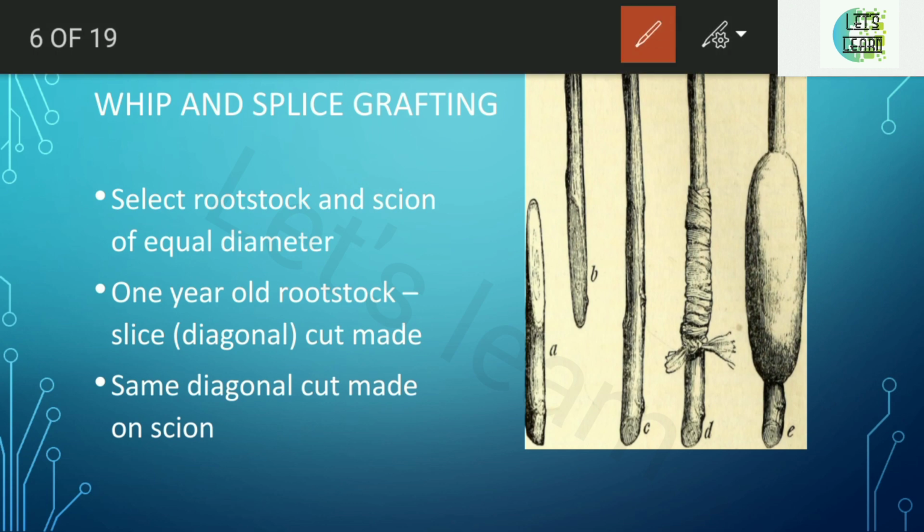Here the rootstock and scion should be selected of equal diameter. The rootstock should be 1 year old, selected from the nursery. So here the rootstock is A and the scion is B, and a slice cut, that is a slanting cut, should be given on the rootstock. The same slanting cut, the same diagonal cut, should be made on the scion.